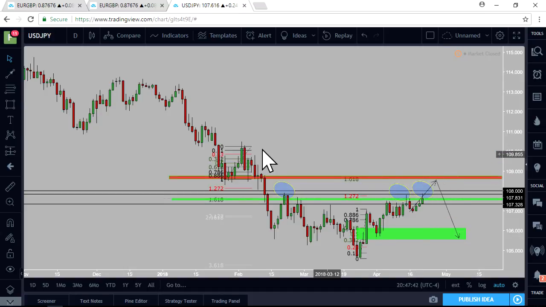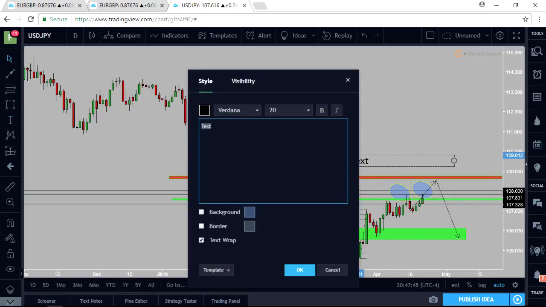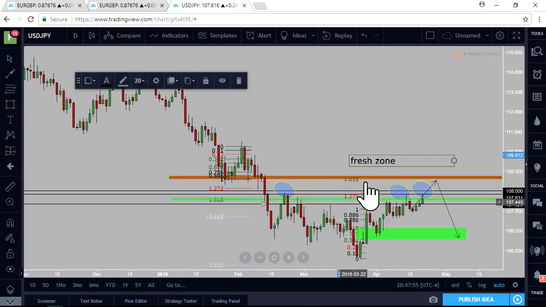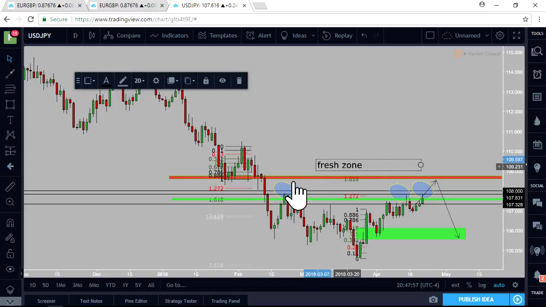Yep, that's a fresh zone. That's right. That's a fresh zone. Because we've never been up to that level after breaking out. That's absolutely right. That's a fresh zone. We've never been up to this level after breaking out.